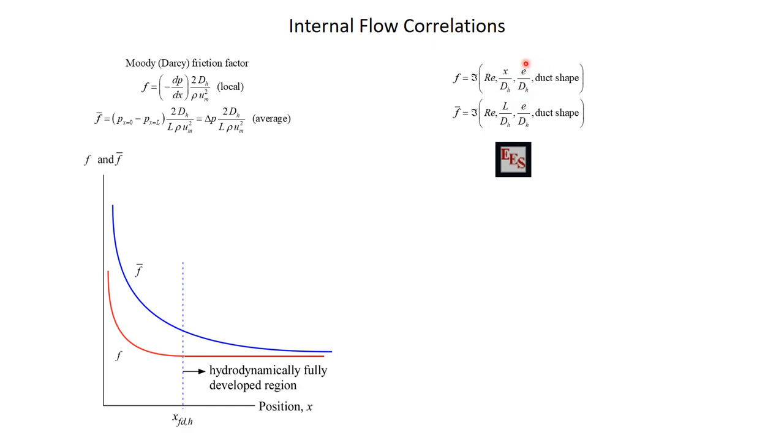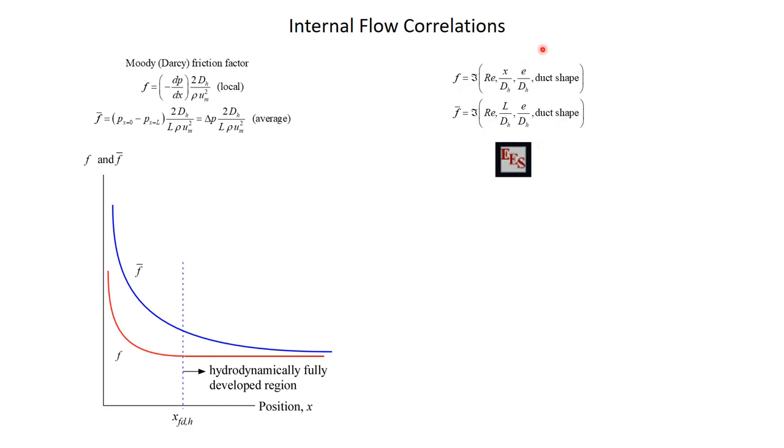So this e is the roughness size on the duct wall, and is non-dimensionalized by the hydraulic diameter. So this is a relative roughness, right? Typically this is a pretty small number because for most ducts the roughness on the surface is a pretty small fraction of the diameter itself. And they're a function of the duct shape, right? So do you have a round duct? Do you have a square duct? Do you have some kind of an annulus? All these different things affect the friction factor. So that's the functional dependence.